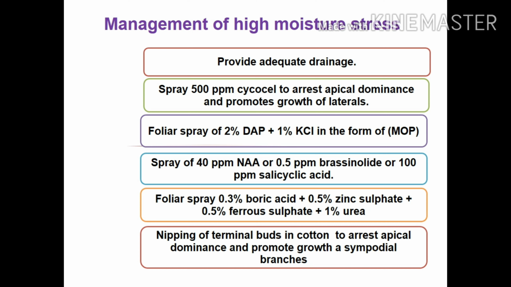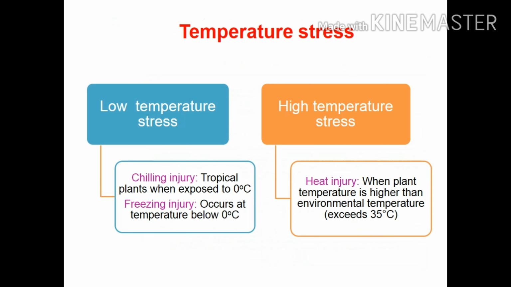brassinolide or 100 ppm salicylic acid is also recommended, as well as foliar spray of 0.3% boric acid along with 0.5% zinc sulfate plus 0.5% ferrous sulfate and 1% urea. Nipping of terminal buds in cotton to arrest apical dominance will promote growth of sympodial branches.